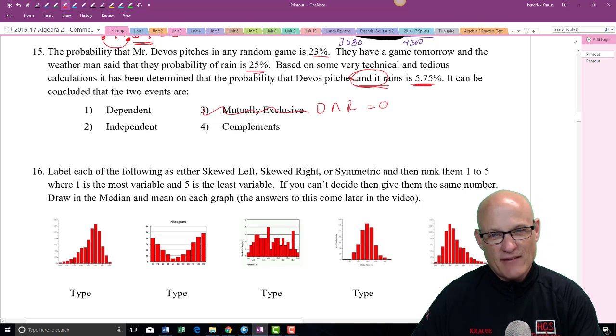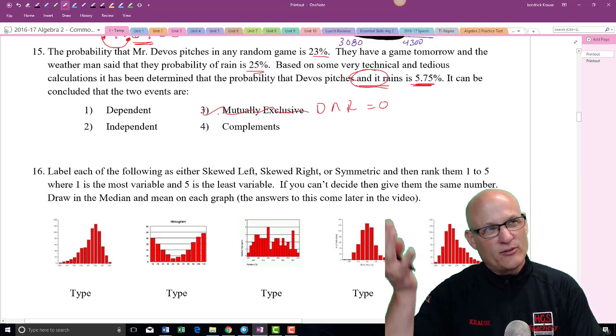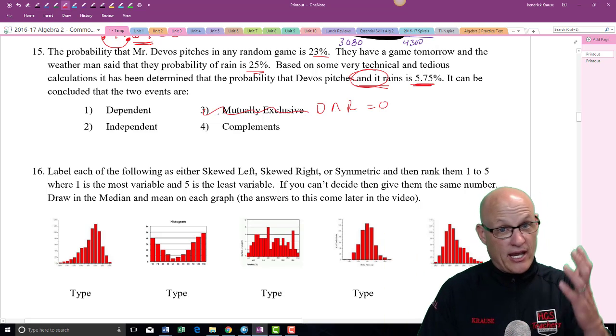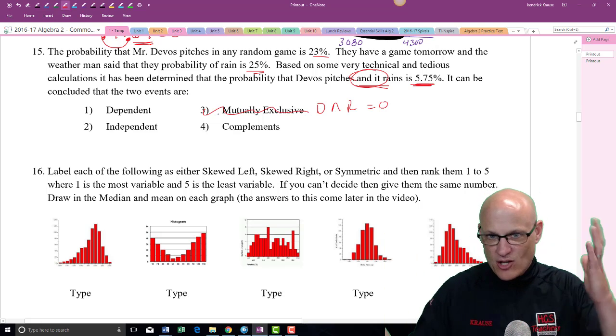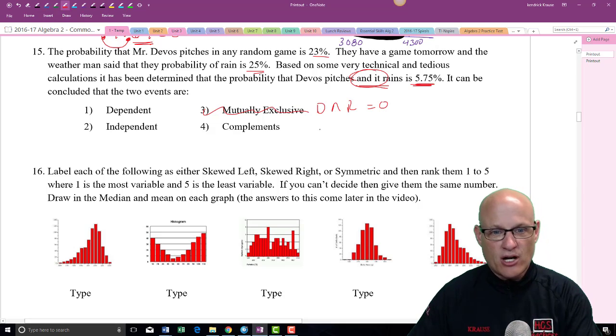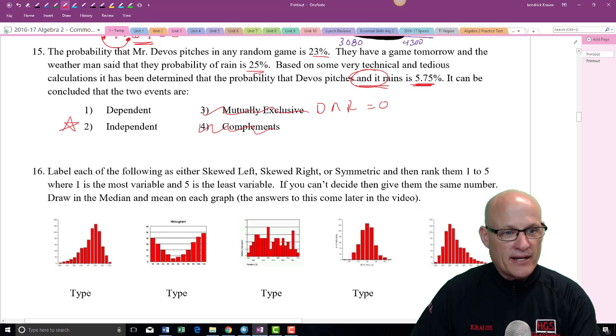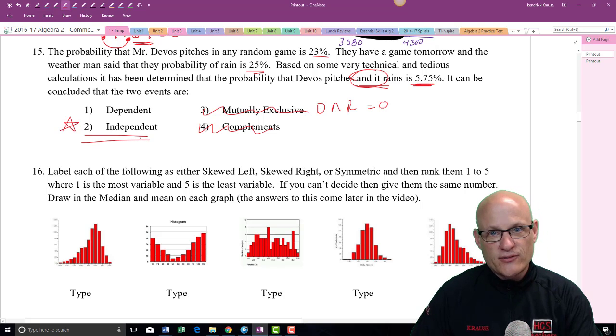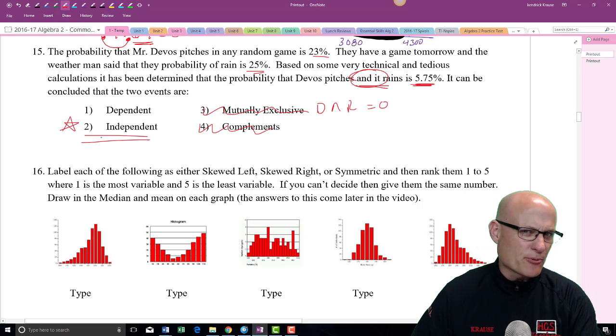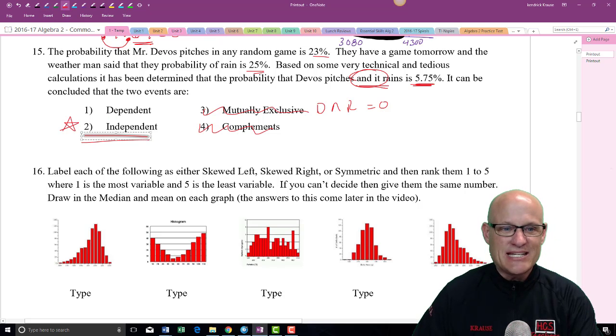Complements would mean they'd have to add up to 1, and complement means rain and not rain, not pitch and rain. Those can't be complements. They might luck into adding up to 1, but they certainly aren't complements of each other. So what we really need to do is test for independence. If we can prove independence, then they're independent. If we can't prove independence, then we fall back to dependent.